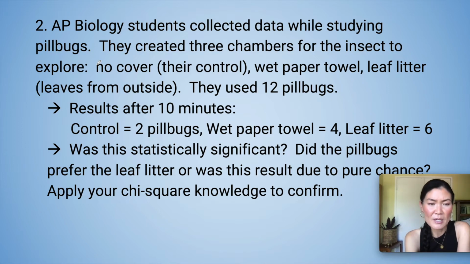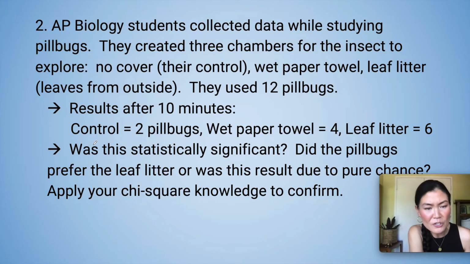Results after 10 minutes. Out of the 12, there were two pill bugs in the control chamber, four in the wet paper towel chamber, and then six in the leaf litter. Was this statistically significant? Did the pill bugs prefer the leaf litter? Or was this result due to pure chance? Apply your chi-square knowledge to confirm.